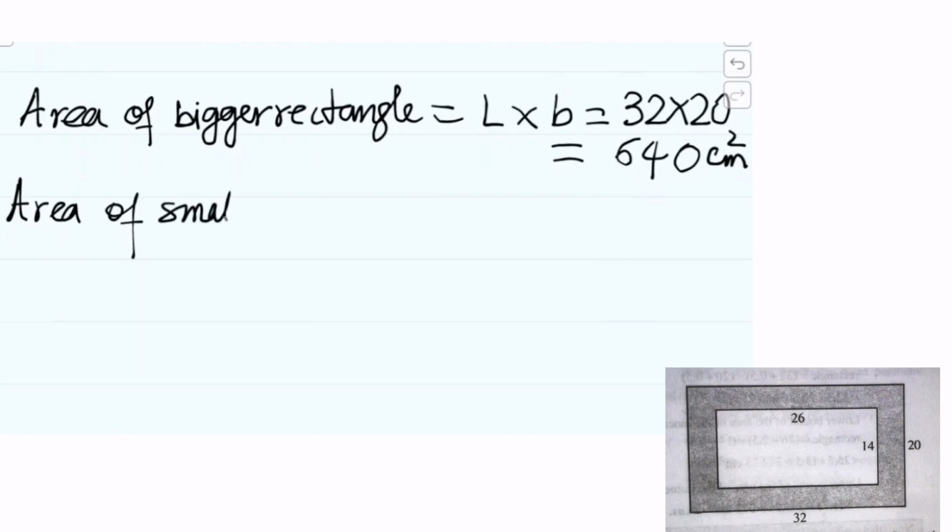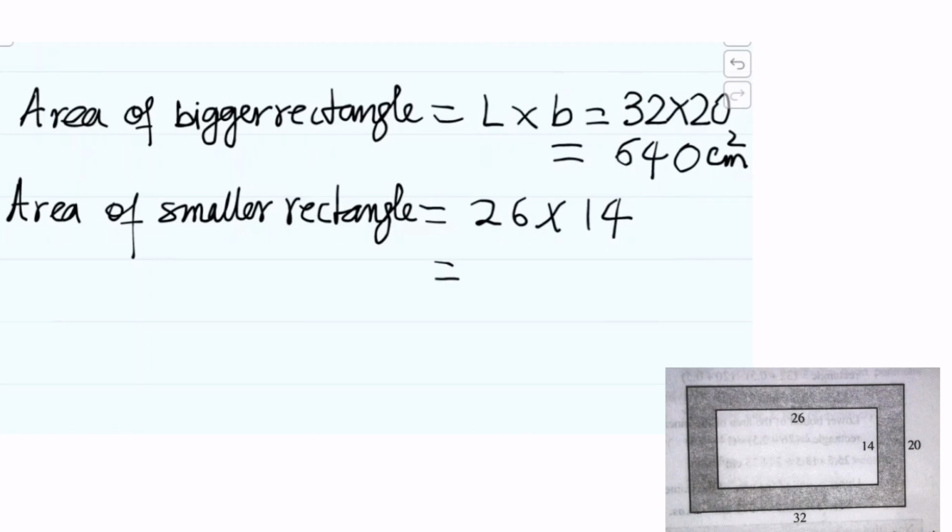Area of the smaller rectangle, again the same formula works, and the smaller rectangle has length 26 and breadth 14, so this will be 26 multiplied by 14. 4 times 6 is 24, carry 2. 4 times 2 is 8 plus 2 is 10. 1 times 6 is 6, 1 times 2 is 2, so it will be 364.